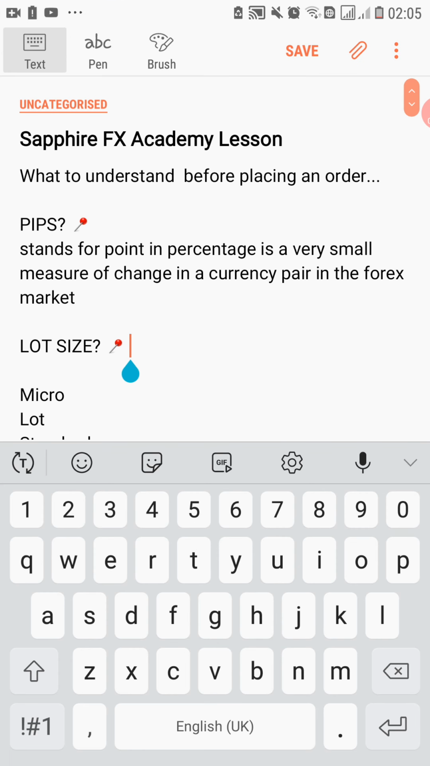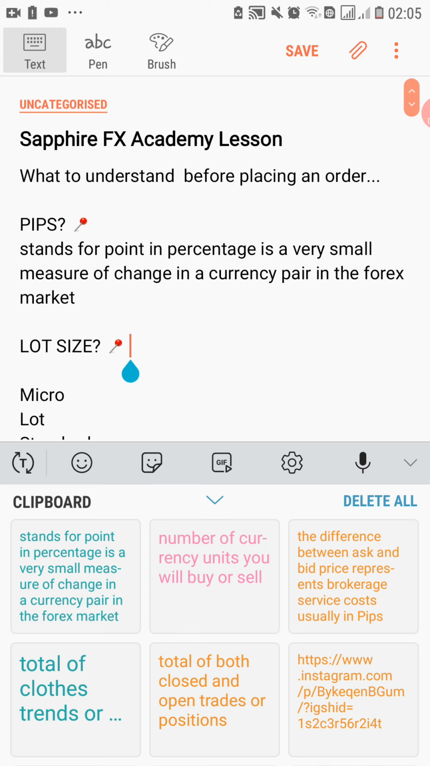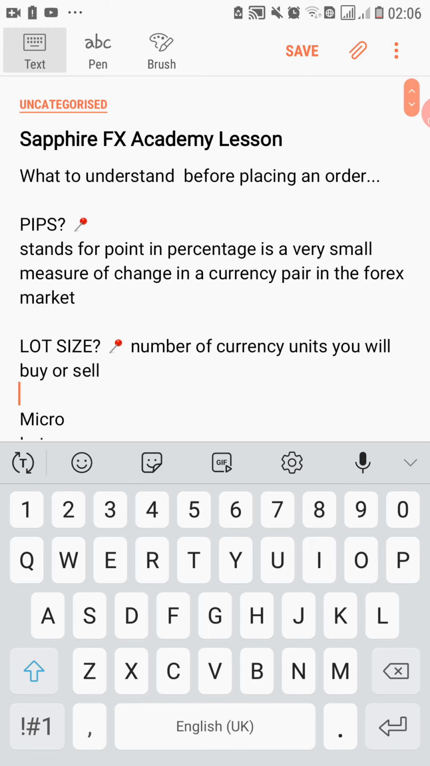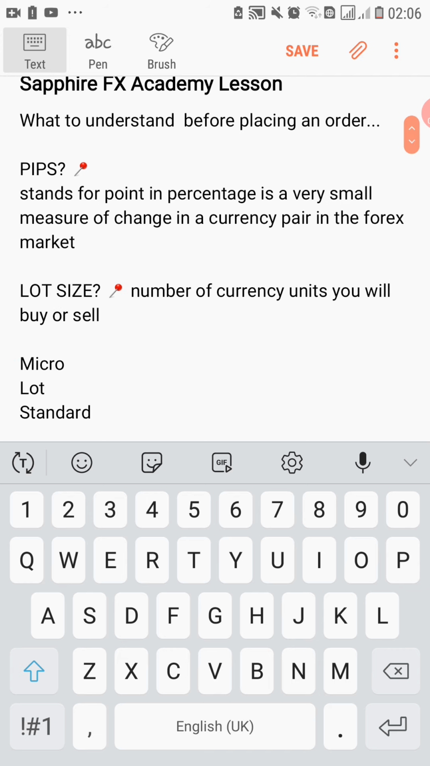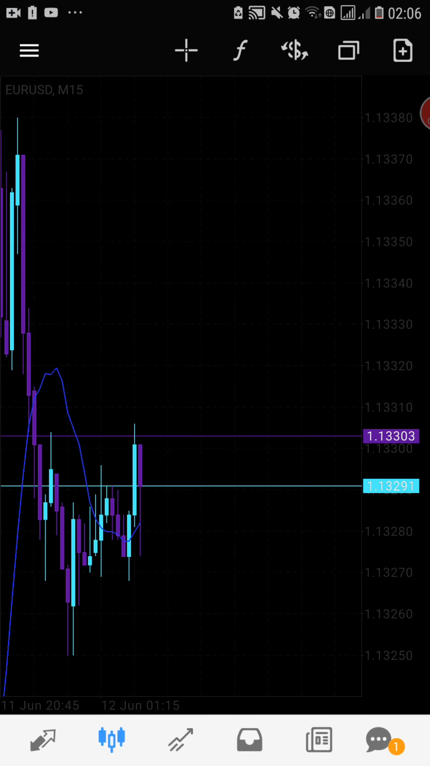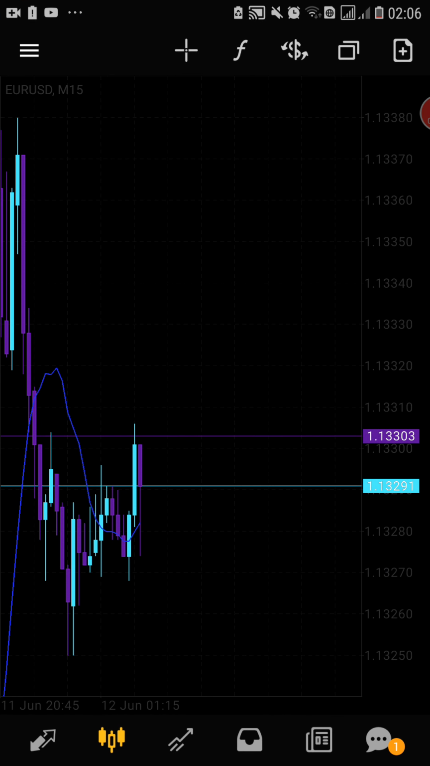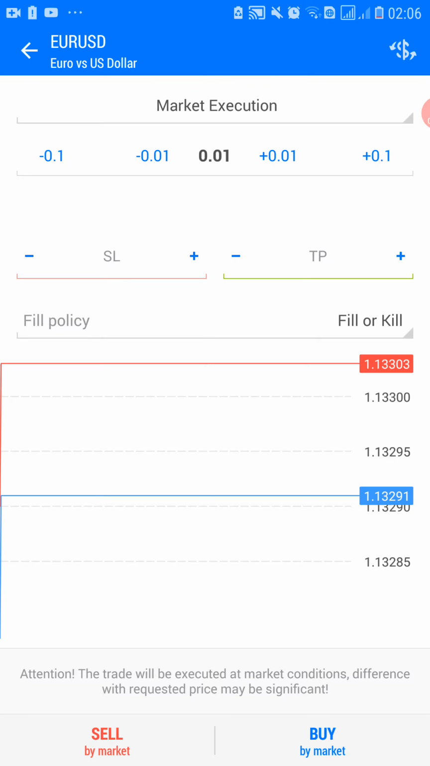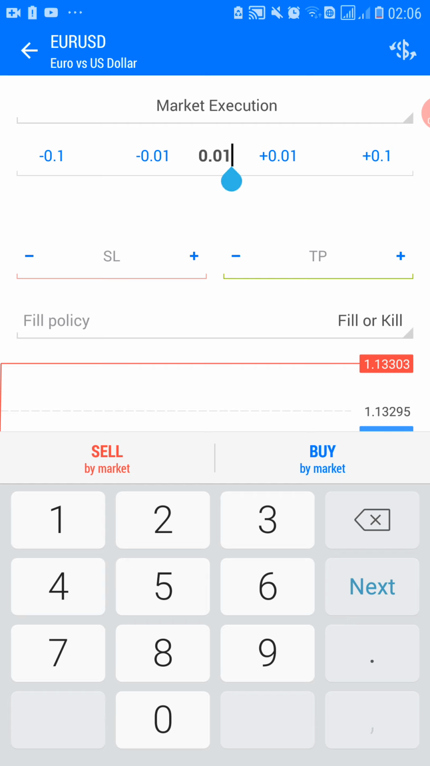The next thing you need to understand is, when placing a trade, what you use is called a lot size. The lot size is the number of currency units you will buy or sell. Let me show you. When opening the trade, on the top right corner you hit the plus, and it will take you to this part. These numbers you see on top are what we call our lot size, from 0.01 all the way up to 0.09.